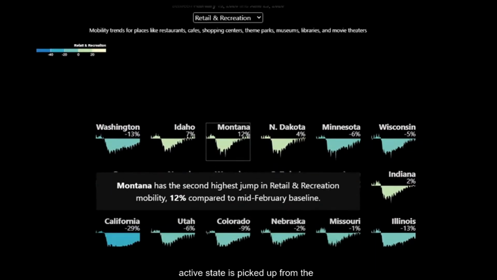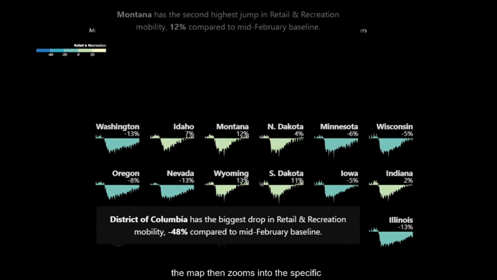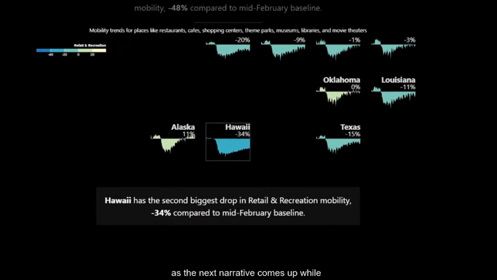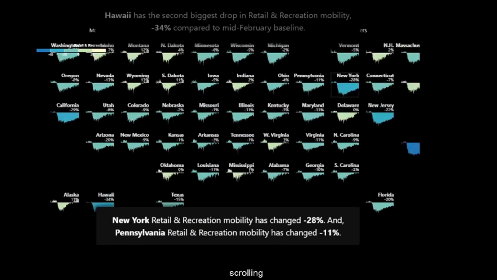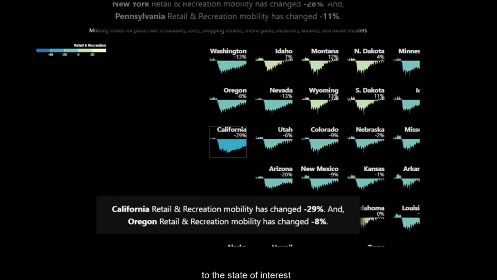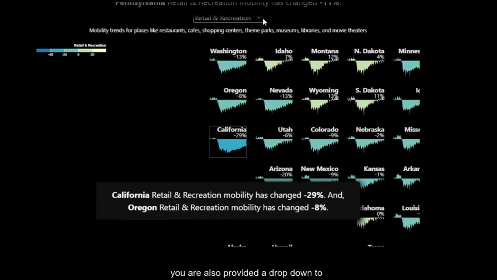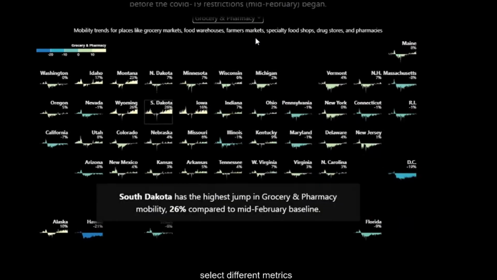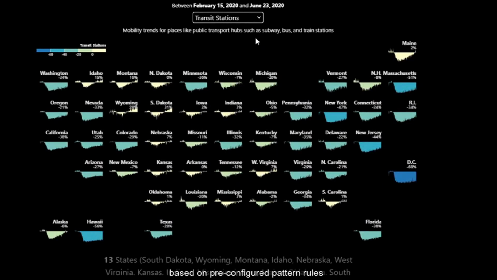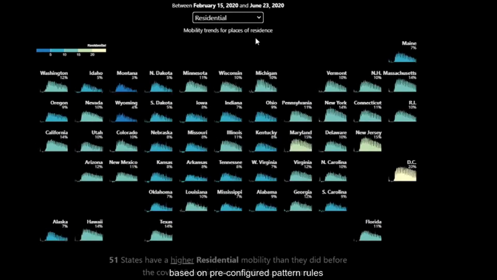Active state is picked up from the narrative, and the map then zooms into the specific state of interest. As the next narrative comes up while scrolling, the main visual transitions the viewport to the state of interest. You are also provided a drop-down to select different metrics, and narrative insights are automatically generated based on pre-configured pattern rules. And as and when the mobility data is updated, these insights would also change, and that too happens automatically.